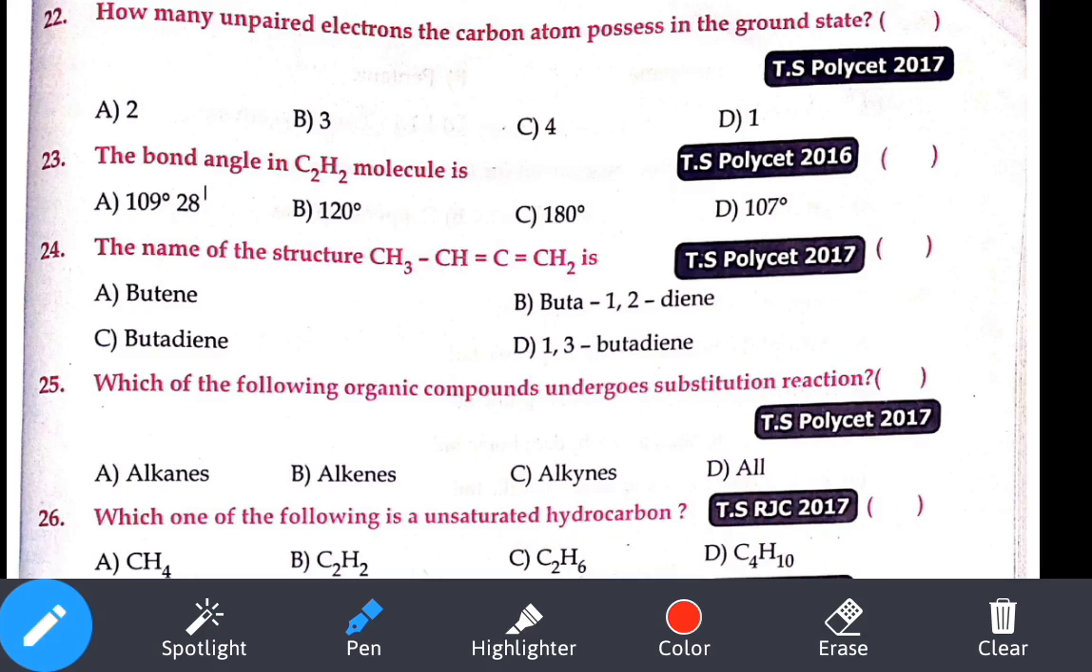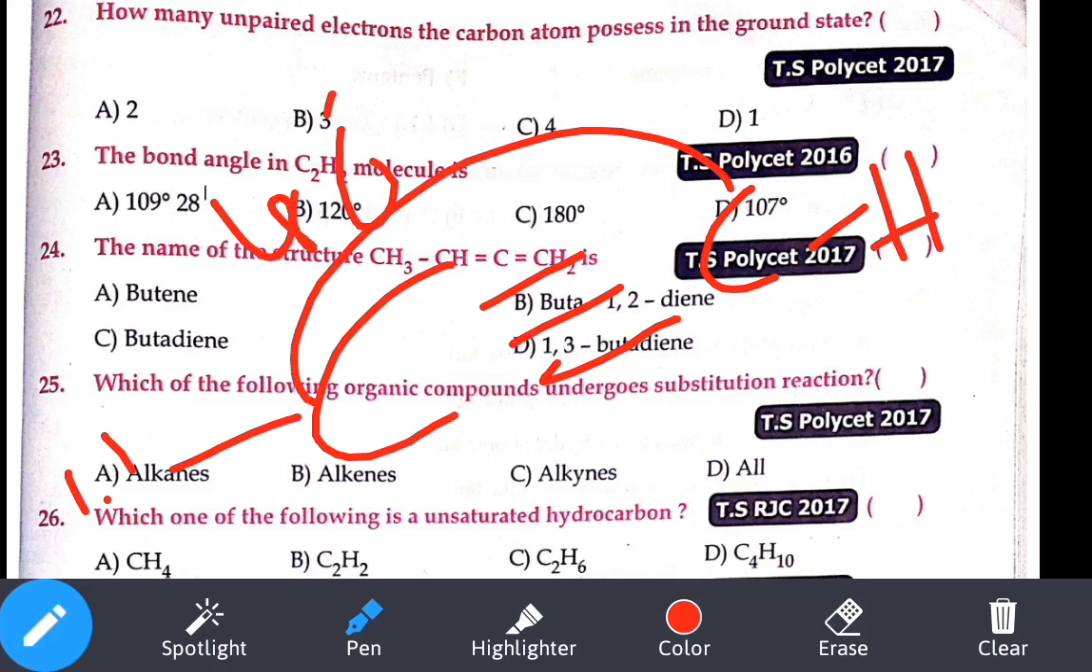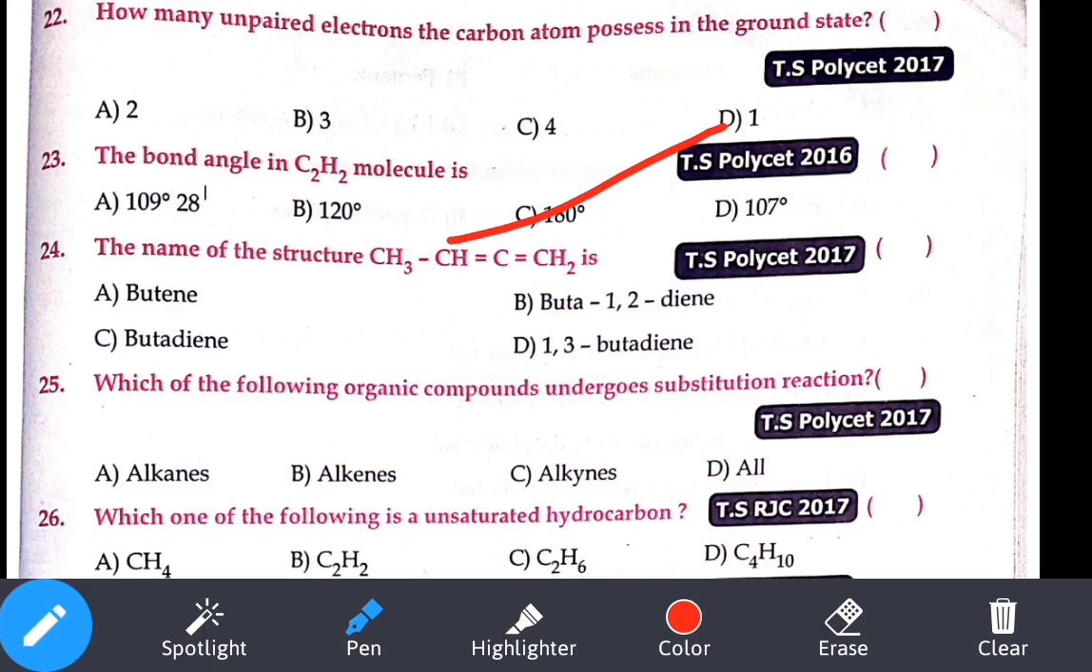Let's see the next one. The bond angle in C2H2. C2H2 means it has a triple bond. If you observe here, its bond angle will be 180 degrees. Option number C.